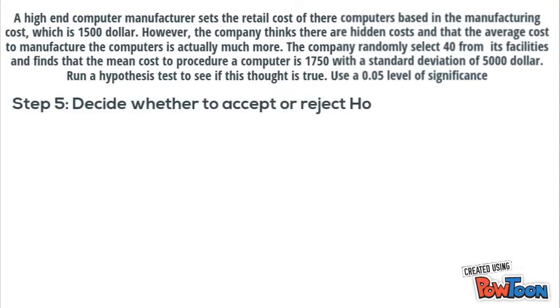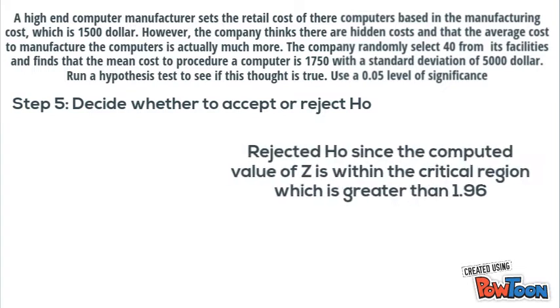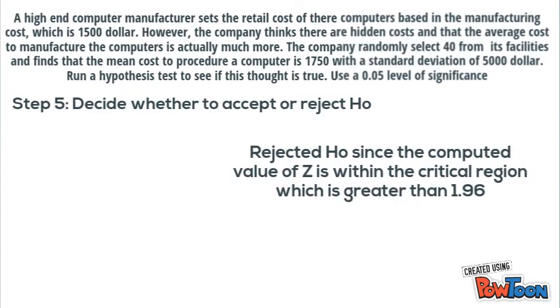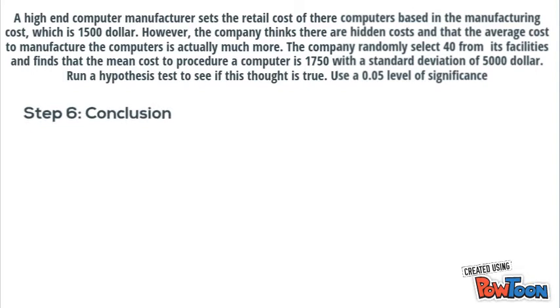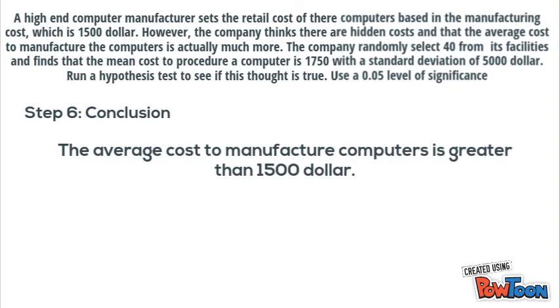Step 5. Decide whether to accept or reject H0. Reject H0 since the computed value of z is within the critical region, which is greater than 1.96. Step 6. Conclusion. The average cost to manufacture computers is greater than $1,500.